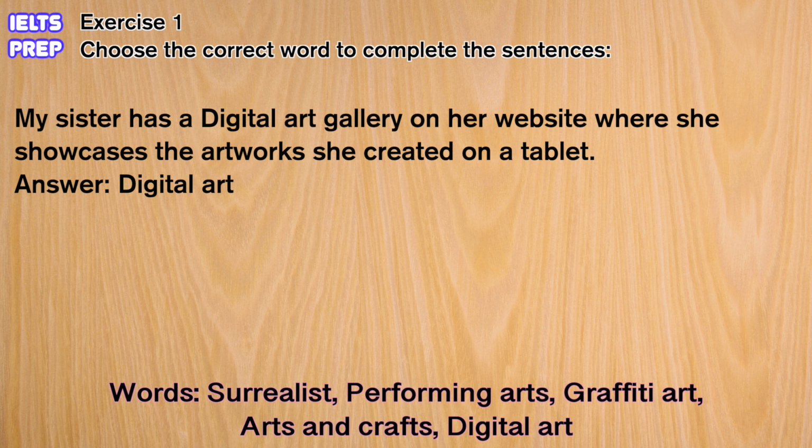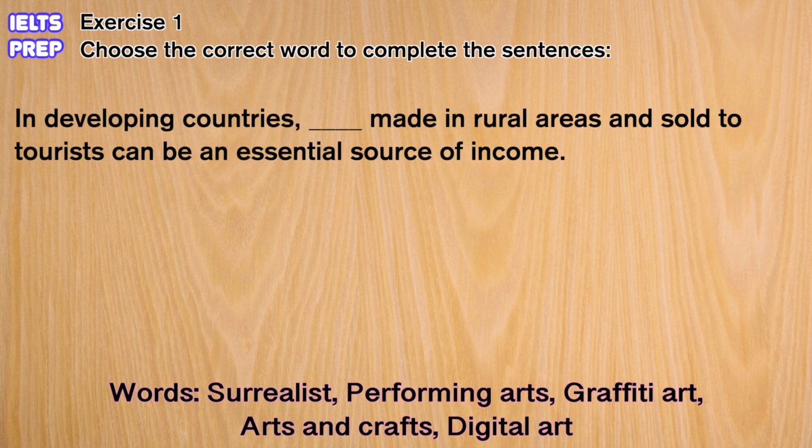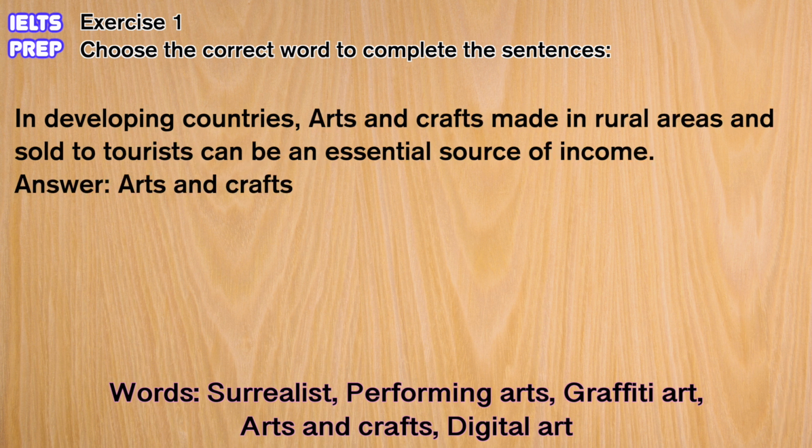In developing countries, made in rural areas and sold to tourists can be an essential source of income. Pause the video and take your time to answer. Answer: arts and crafts. In developing countries, arts and crafts made in rural areas and sold to tourists can be an essential source of income.